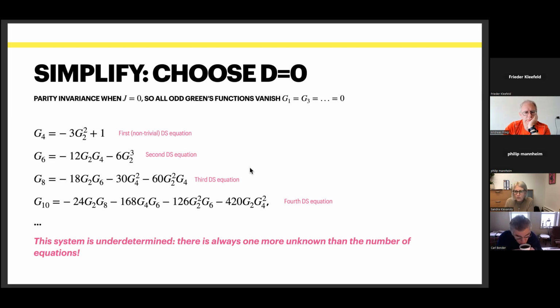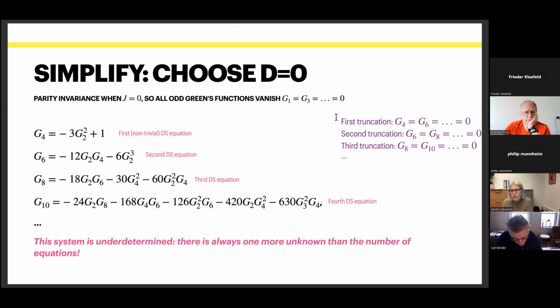So one way of doing this is to make this first truncation, and the first truncation would be to say we set G4, G6, G8, G10, all of the G's equal to 0. That is our first assumption, which would then give us the equation to solve: minus 3G2 squared plus 1 is 0. So we would then know that.